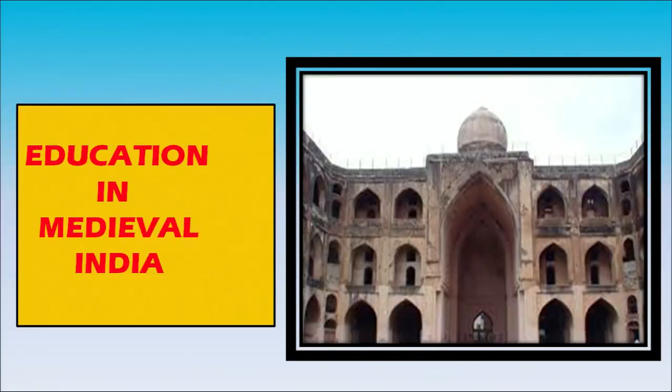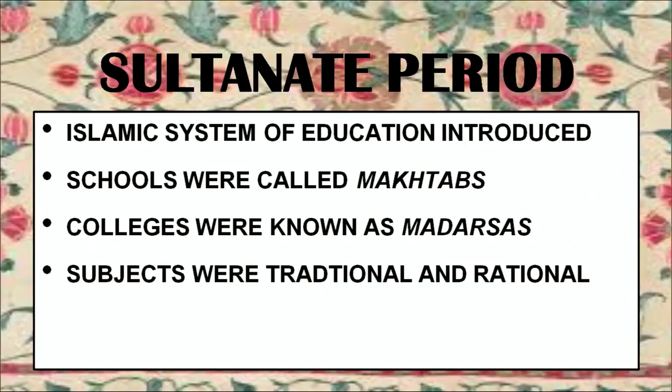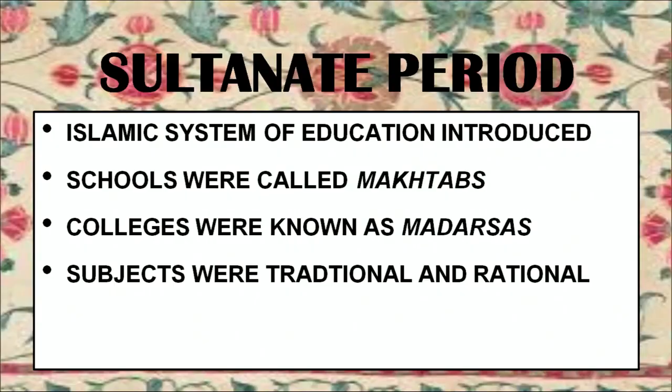Let us now study the condition of education in medieval India. This period has been further divided into Sultanate period and Mughal period. With the establishment of the Delhi Sultanate in India, the Islamic system of education was introduced. There were many famous madrasas all over the country. Both mankulat or traditional subjects like reading of Quran, theology, philosophy and makulat or rational subjects like logic, mathematics, astronomy, etc. were taught in these madrasas.